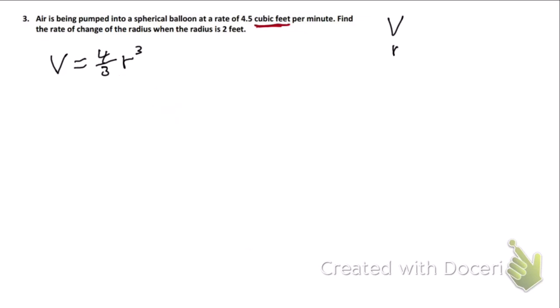All right, so I've got a formula that hooks those 2 things together. The reason this section is called related rates is that these things are related to each other. In other words, as the radius changes, doesn't the volume? And vice versa?